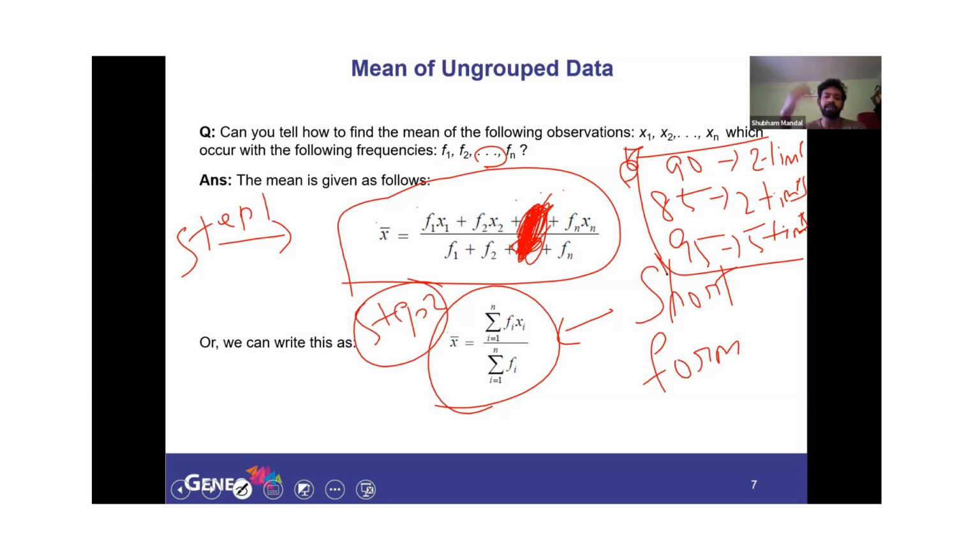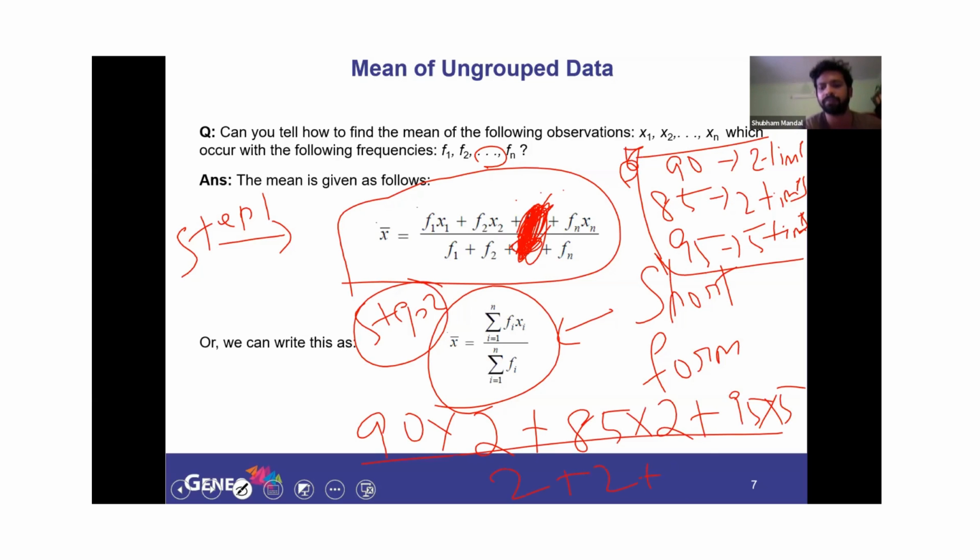Now, if each observation occurs more than once, then you divide by the frequency of those observations. So here the mean will be 90 into 2 plus 85 into 2 plus 95 into 5, divided by 2 plus 2 plus 5. This will be your mean marks.